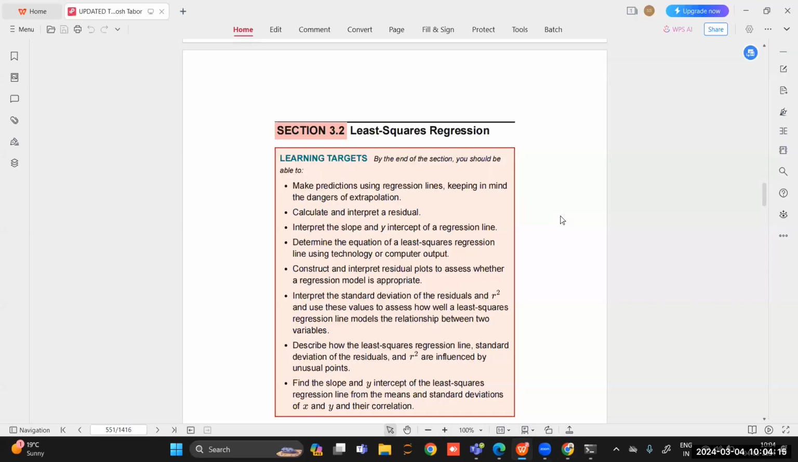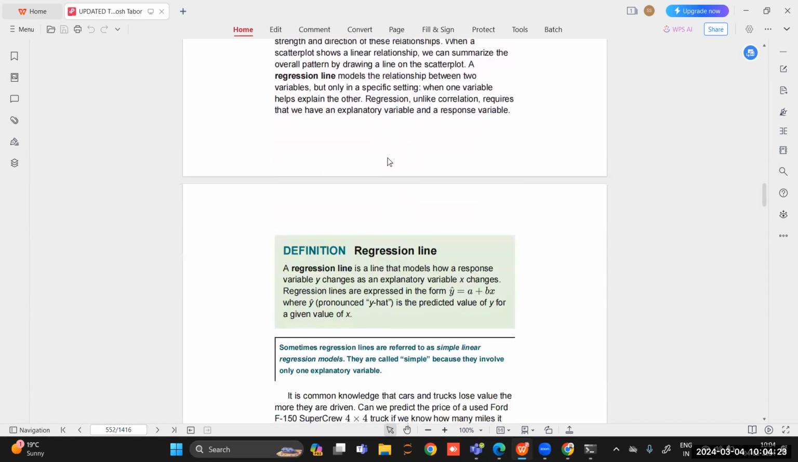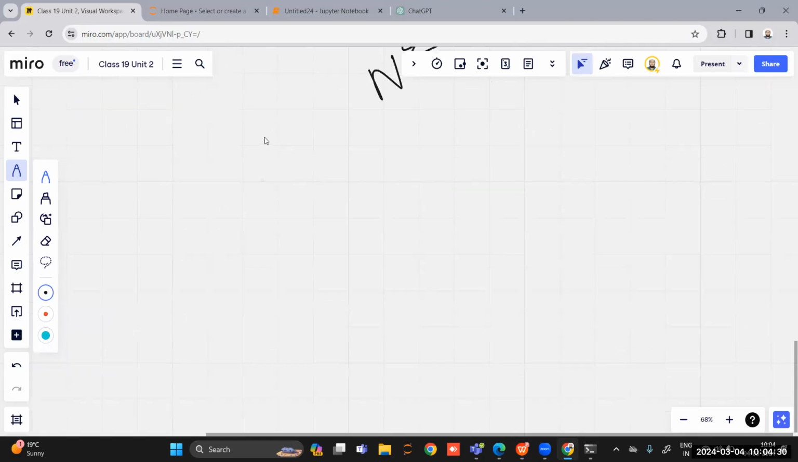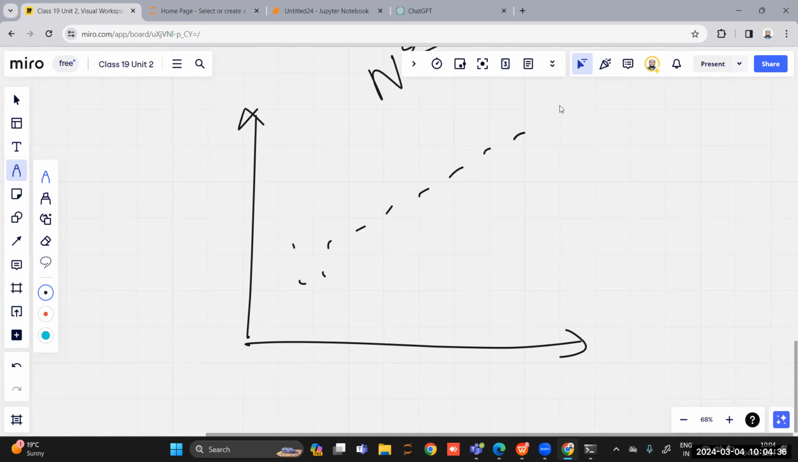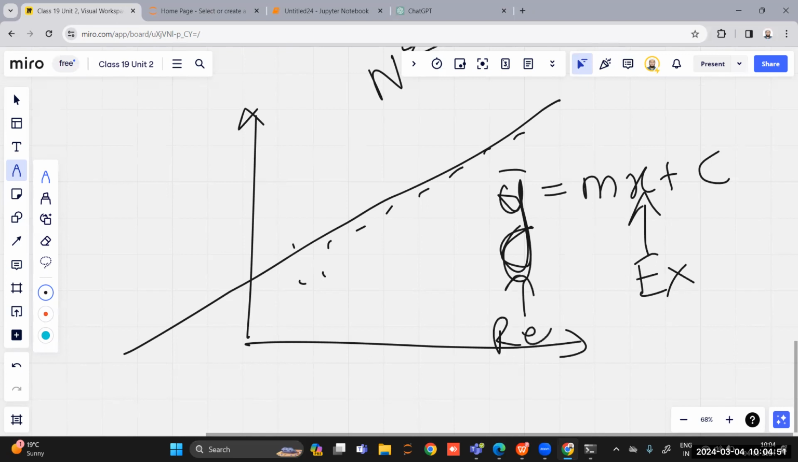So what we'll see in the example: make predictions using the regression line, keeping in mind the dangers of extrapolation. Okay, regression line. A regression line is a line that models how a response variable y changes as the explanatory variable x changes. So he is telling us that for this scatter plot, we need to draw a line, and you know the equation of a line is y equals mx plus c. Yes or no? Okay. Here x is the explanatory variable and y is the response variable.